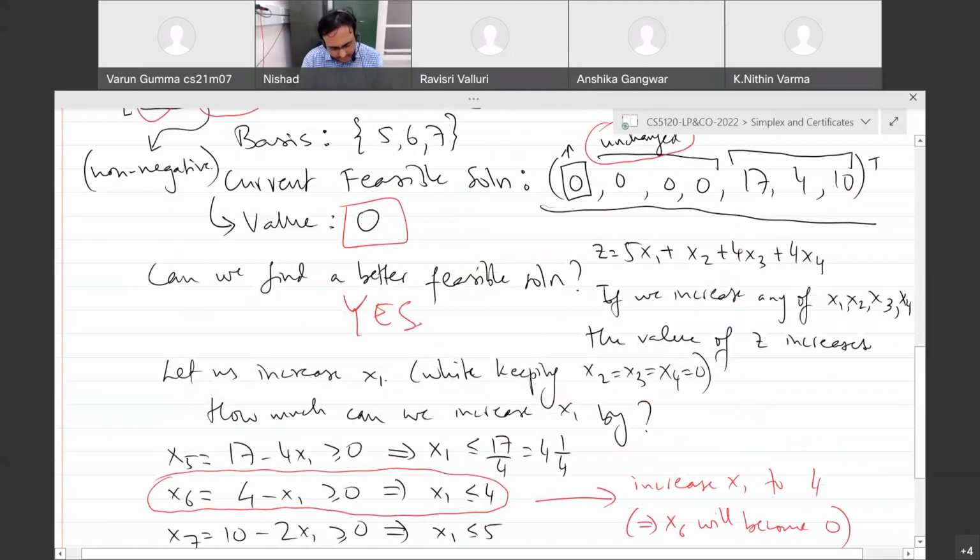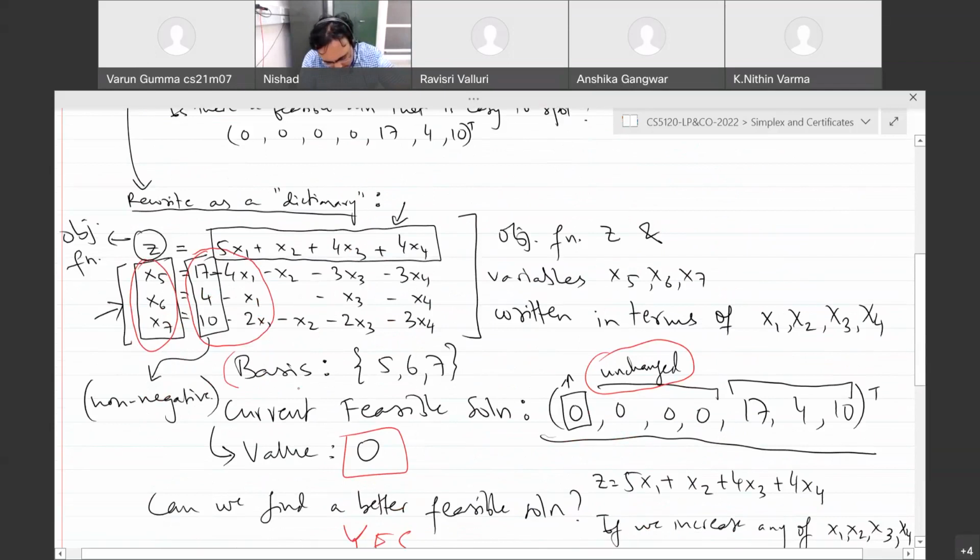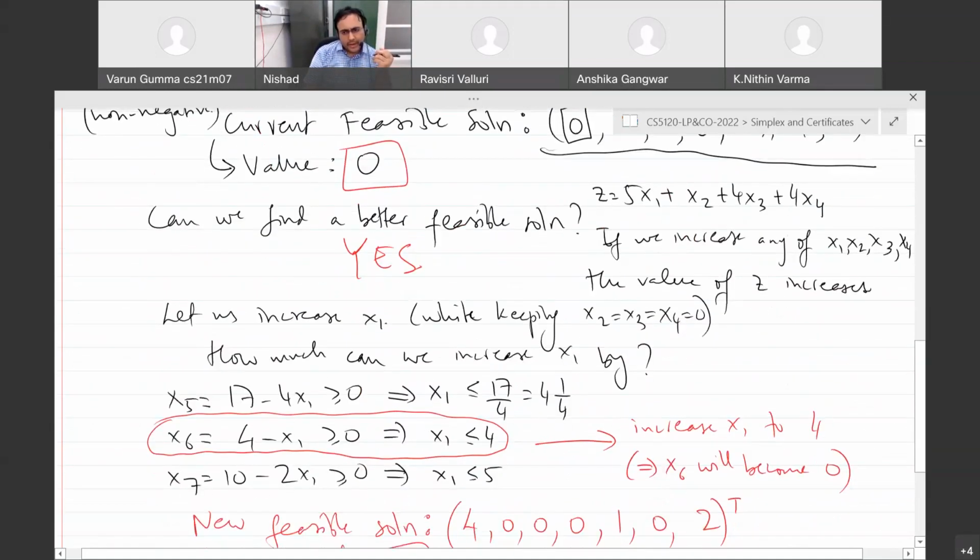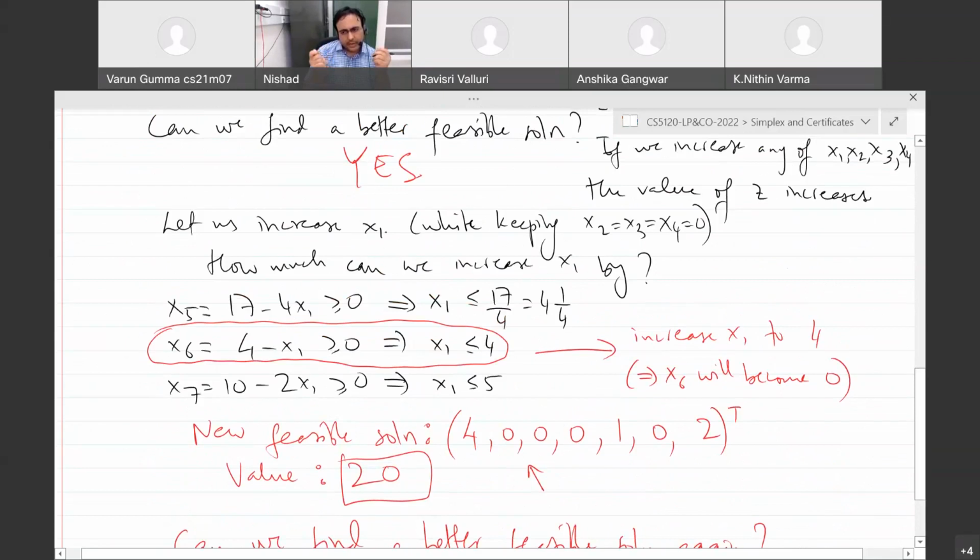In the previous dictionary, we referred to 5, 6, and 7 as our basis. So I want to figure out what is our new basis. That's easy to do. We increased x1. So x1 is going to enter our basis, and one of the variables, x6 in particular, became 0. So x1 is going to enter our basis, and x6 is going to leave our basis.